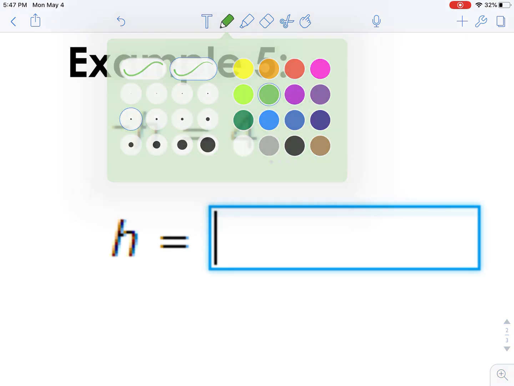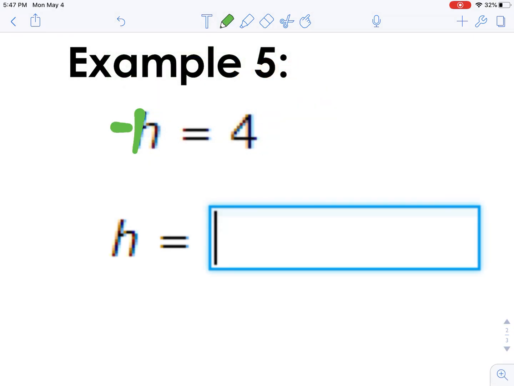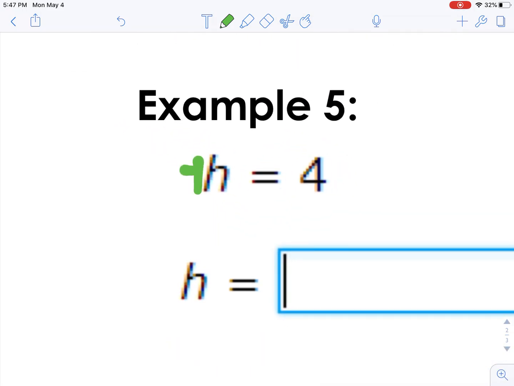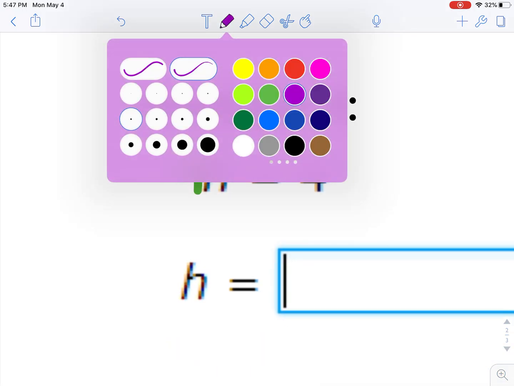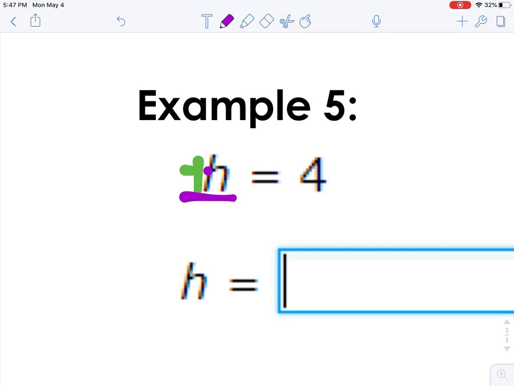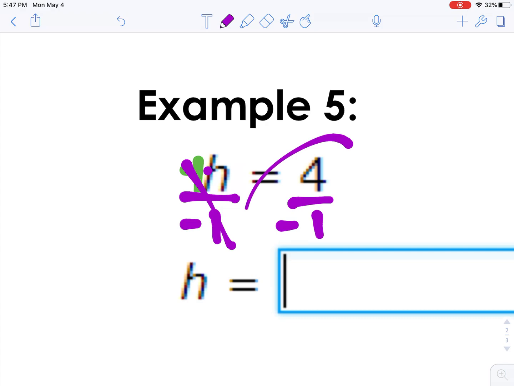In this next problem, I suggest putting the number in front, and when there's no number there, it's actually a 1. So this is a -1. If we're multiplying by -1, to undo that, we're going to divide by -1. And then 4 divided by -1 is -4.